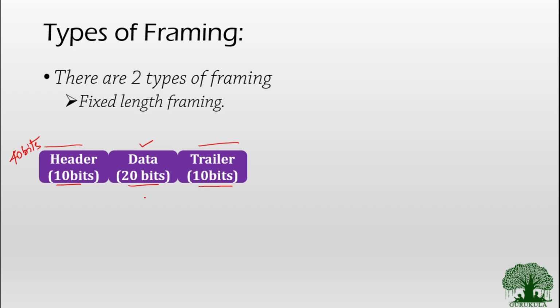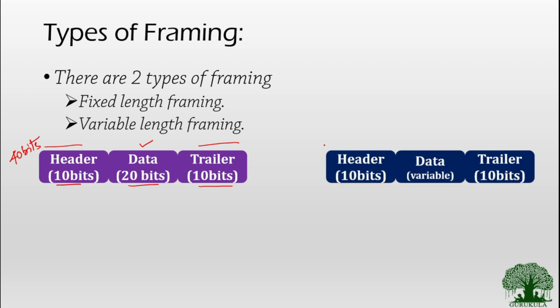So this type of frame is what we call fixed length framing. On the other side you have another type of framing, which we call variable length framing. In variable length framing, similarly you will have a header, data, and a trailer, but the difference is that the field available for data, the number of bits, can be variable.